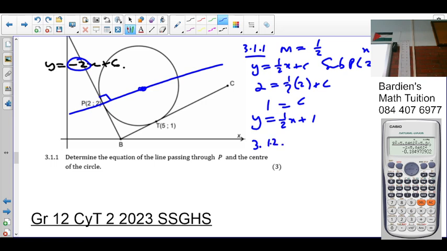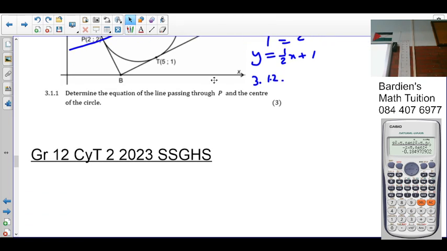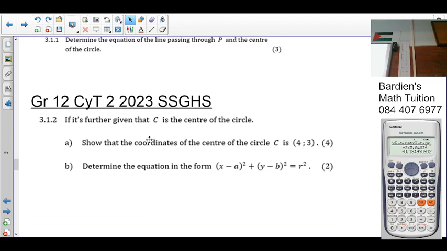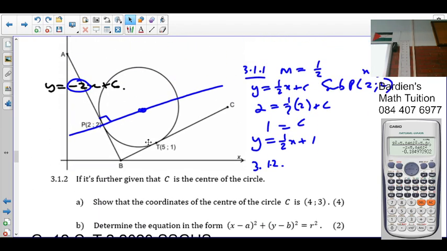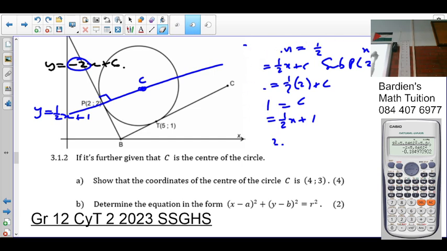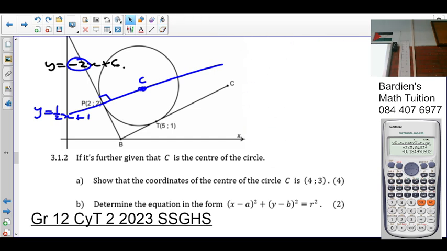In 3.1.2, the question says it is further given that C is the center of the circle. So there's C. And so now write the equation here, which is y equals half x plus 1. Show that the coordinates of the center of the circle are (3, 4) for 4 marks.